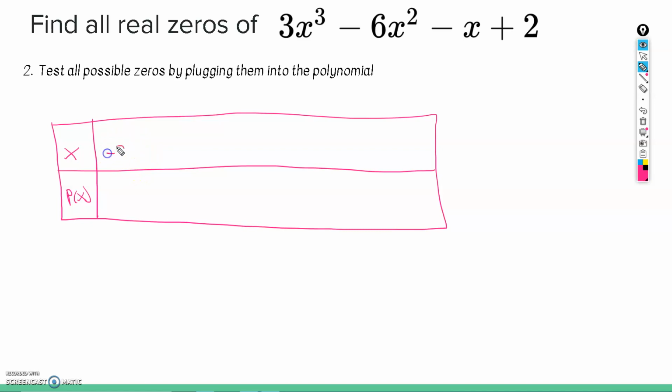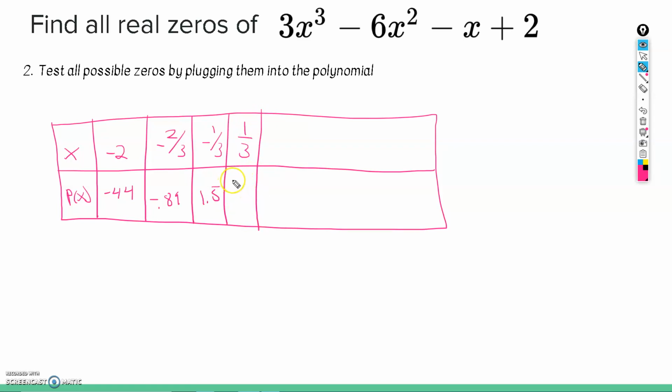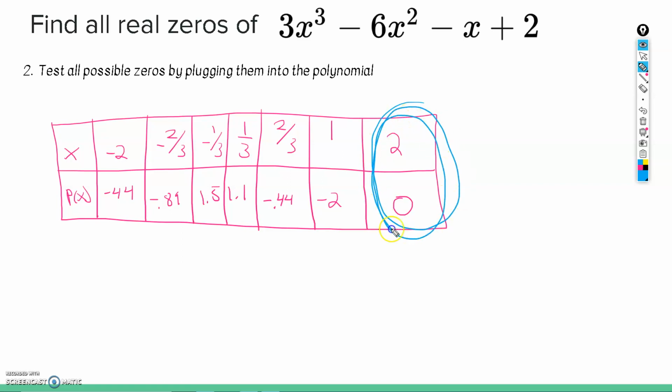So if our x was negative 2, I already found that we would have negative 44 if we plugged it in. If our x was negative 2/3, we'd have negative 0.89. If our x was negative 1/3, we'd get 1.5. If our x was positive 1/3, we would get 1.1. If our x was 2/3, we would get negative 0.44. If our x was positive 1, we would get negative 2. And then lo and behold, if our x was 2, we would get a 0. Oh, thank everything. We found our zero.